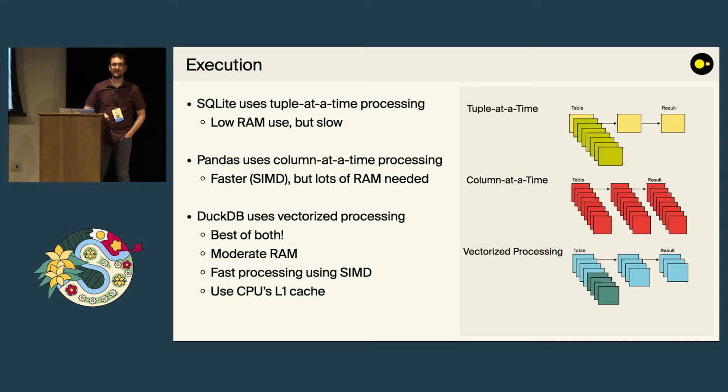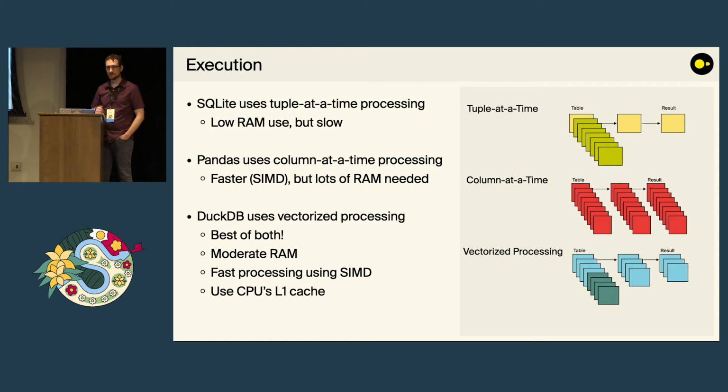Pandas does everything an entire column at a time. And this is much, much faster. It works much better with modern CPUs, with single instruction, multiple data. However, you're going to need a lot of RAM to do that. And your columns can get pretty big as your tables get longer. And this can also lead to some of those out-of-memory problems we talked about before.